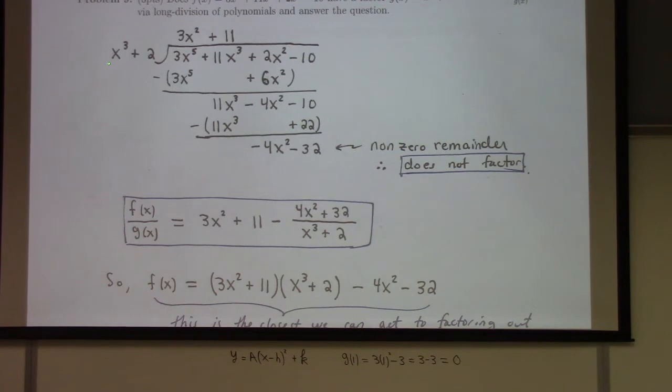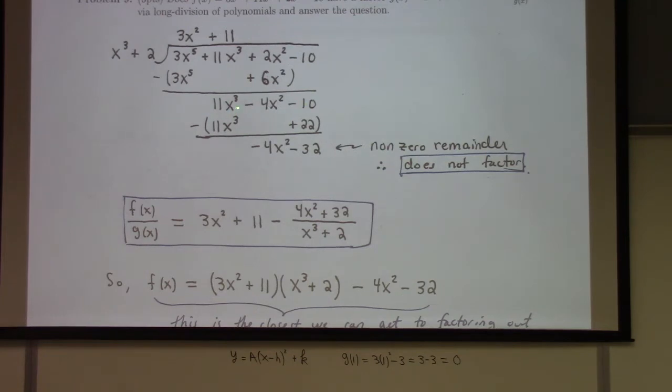So we're dividing x cubed plus 2 into this. So how do I get 3x to the 5th? Well, I need 3x squared up here, right? Because 3x squared times x cubed gives me 3x to the 5th. 3x squared times 2 gives me the 6x squared over here, right? Then I subtract. I get 11x cubed. 2 minus 6 is minus 4, and bring down the minus 10.